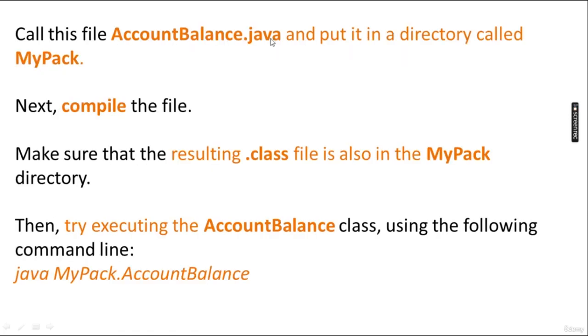Call this AccountBalance.java and put it in a directory called mypack. What is called a directory? In your Windows environment, create a directory named mypack. Next, compile that file. How to compile? javac filename.java. So for our example, javac AccountBalance.java. Make sure that the resulting .class file is also in the mypack directory that you have created in the Windows environment. Then try executing the AccountBalance class using the following command line: java mypack.AccountBalance.